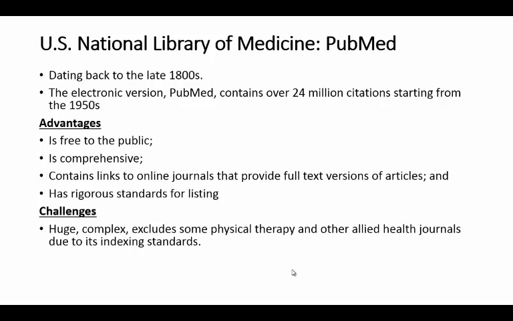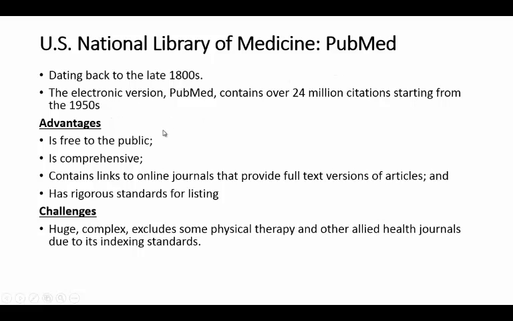So the first database we are going to talk about is the PubMed database. The PubMed database is the United States National Library of Medicine. So it is a very, very old library. It is dating back to the late 1800s. The electronic version of PubMed contains over 24 million citations. So 24 million papers and research articles are published on PubMed. And it really started way, way back in the 1950s.